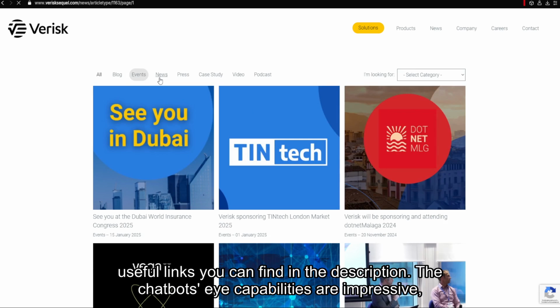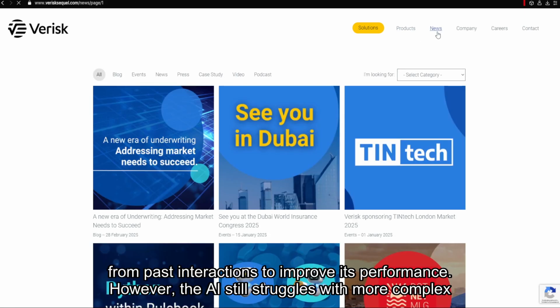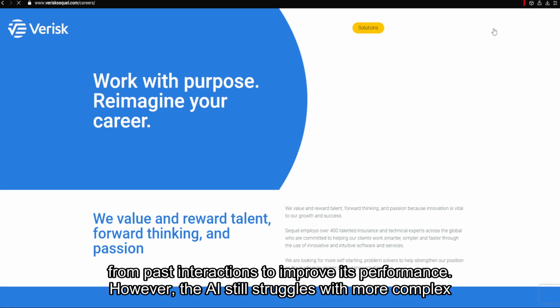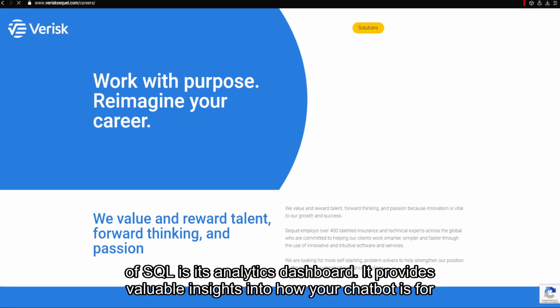The chatbot's AI capabilities are impressive, as it can handle a wide range of customer queries. The responses feel natural, and it can even learn from past interactions to improve its performance. However, the AI still struggles with more complex or nuanced questions, and some users may find themselves needing to step in. Another highlight of SQL is its analytics dashboard.